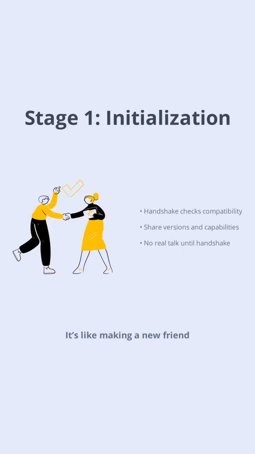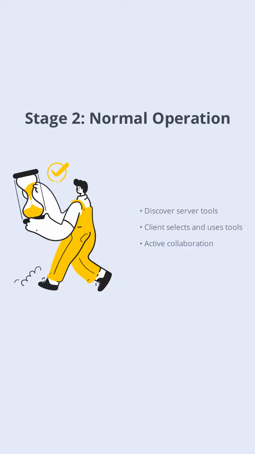It's like making a new friend. You check if you have common interests before you start playing together. This step ensures compatibility and sets the stage for smooth operation. Once the handshake is complete, the MCP enters the normal operation stage.